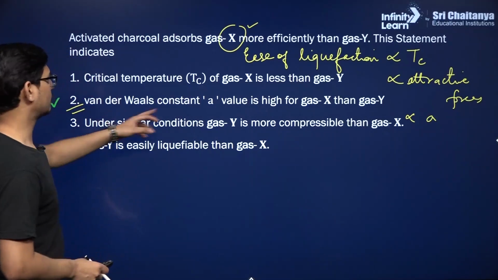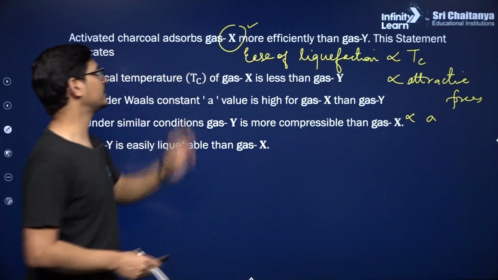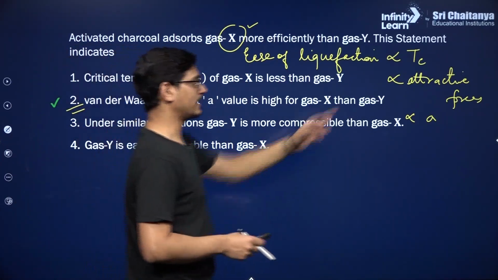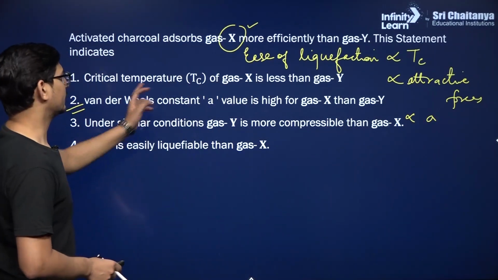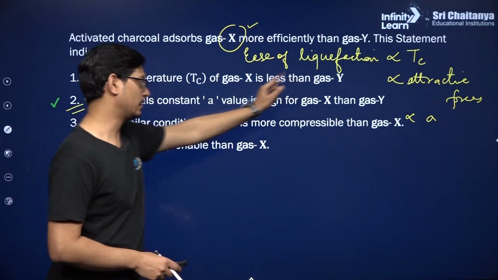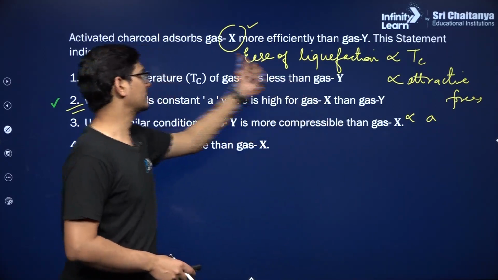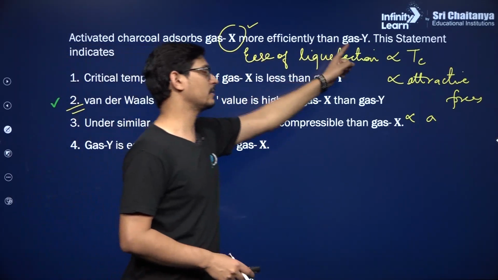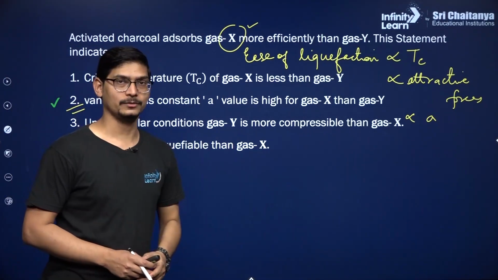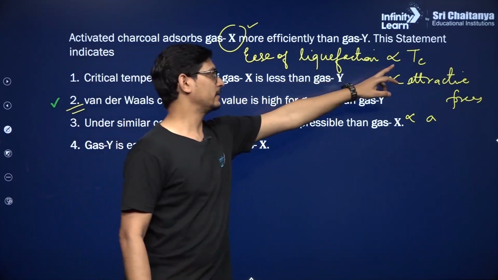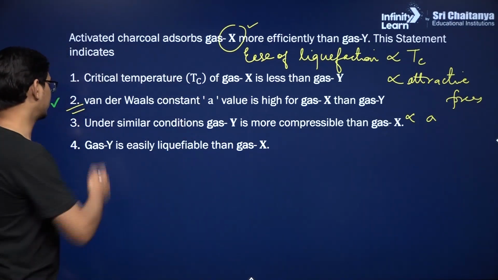So now you can check the van der Waals constant a value is high for gas X than Y. Yes, because X can be more efficiently adsorbed, right? It has stronger attractive forces, so it has to have a higher value of the van der Waals constant a. Critical temperature of gas X is higher than gas Y, not lower. Under similar conditions, gas Y is more compressible than gas X? No, because X has more intermolecular forces, X is more compressible than Y. And finally, gas Y is more easily liquefiable than gas X? No, because gas X has a higher critical temperature, greater value of a, so it will be more easily liquefiable. So the correct statement is option 2.